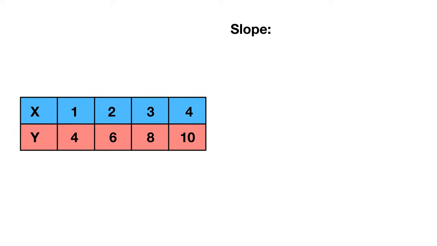Now we know that slope is a measurement of the steepness of a line, but here we don't have a line. So we'll use the definition that slope is measured as the change in y divided by the change in x, because we could find that on our table.